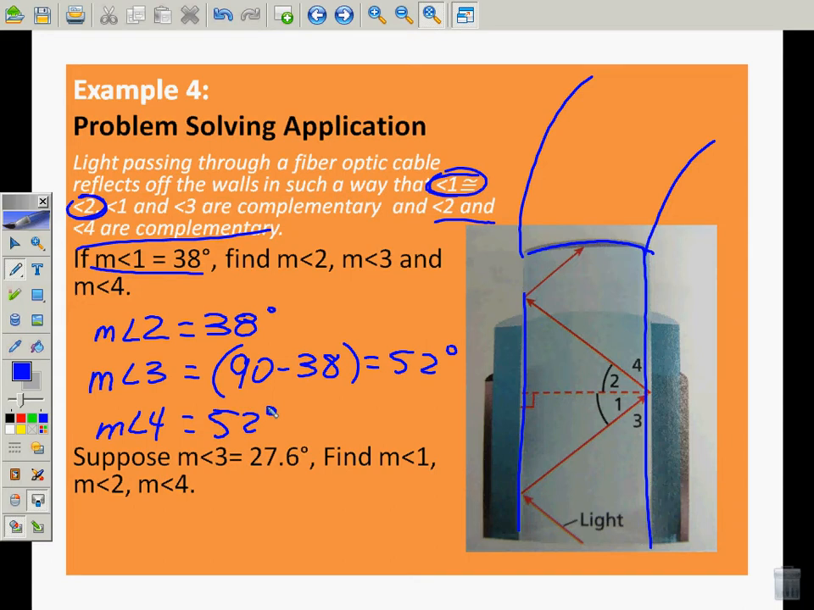If you want to go ahead and try this next one on your own, I'm going to go ahead and go through it and explain it. You can check your work when you get done. Suppose the measure of angle 3 is 27.6. So we're saying this is a different kind of a setup now, and so the relationships are still the same. Okay? So the measure of angle 3 is now 27.6.